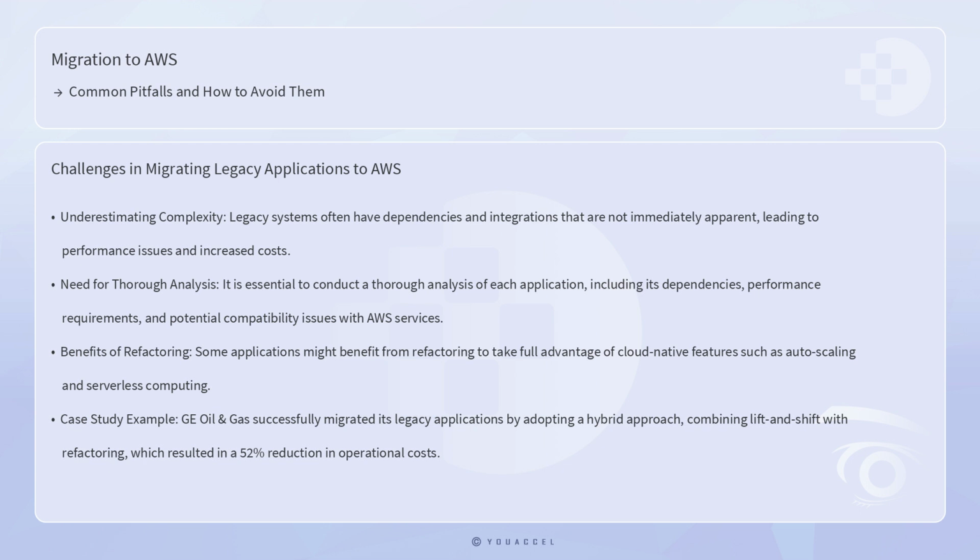For instance, some applications might benefit from refactoring to take full advantage of cloud-native features such as auto-scaling and serverless computing. A case study by AWS highlighted how GE Oil and Gas successfully migrated its legacy applications by adopting a hybrid approach, combining lift and shift with refactoring, which resulted in a 52% reduction in operational costs.